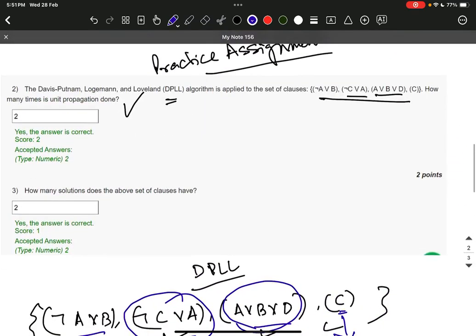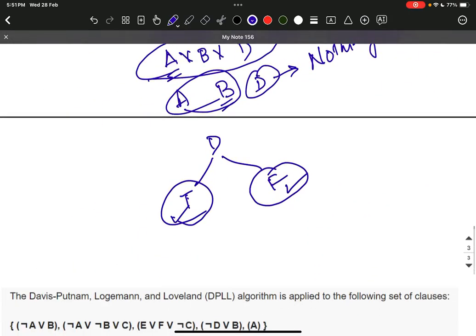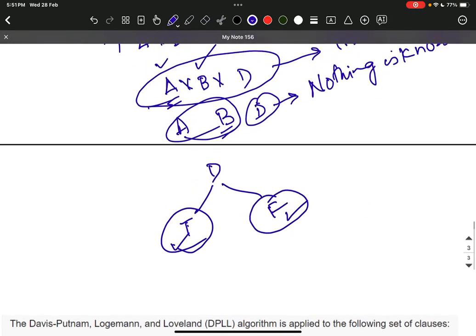So see what is written. How many solutions does the above set of clauses have? It has 2 solutions, because about D we have nothing. We cannot extract anything about whether D is true or false. So there will be 2 solutions, looking at the condition of D.